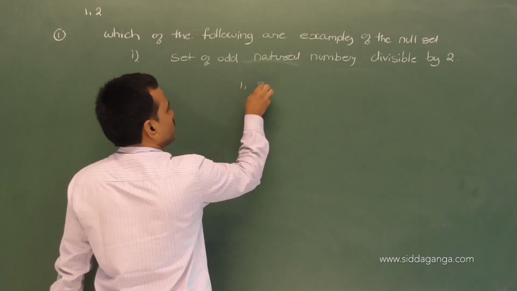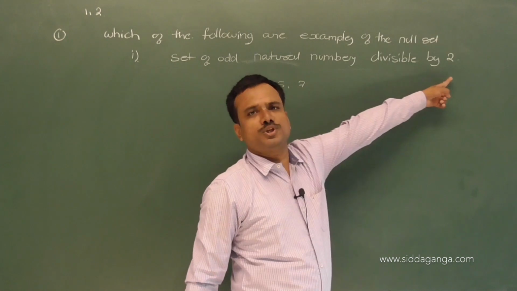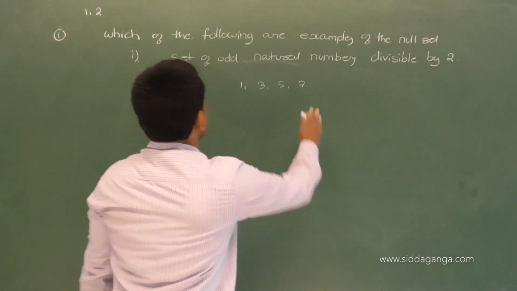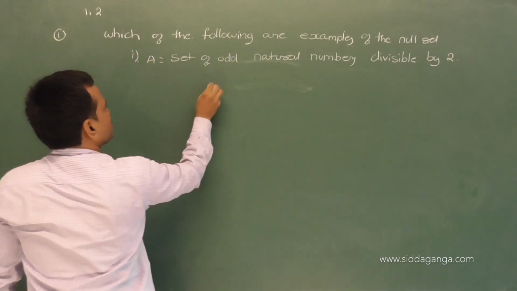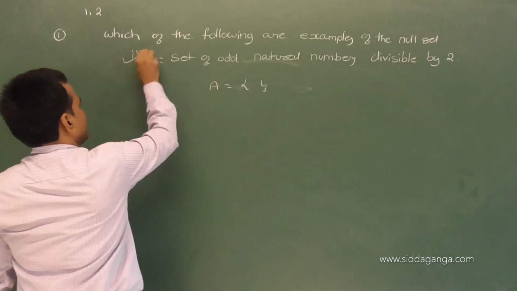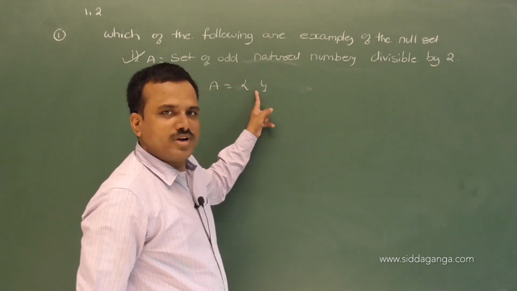Odd natural numbers are 1, 3, 5, 7. These are all not divisible by 2. Correct? So I can write this as set A. A is equal to empty. This is an example of an empty set. So no elements.